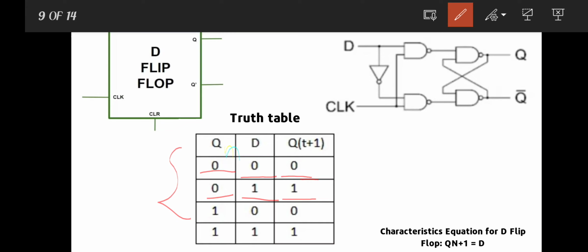So clearly, as you can see, this Qn+1 is the same as the D input, and we can say that Qn+1 is equal to D. So this is the characteristic equation of this D flip-flop, and this is the circuit for the D flip-flop.